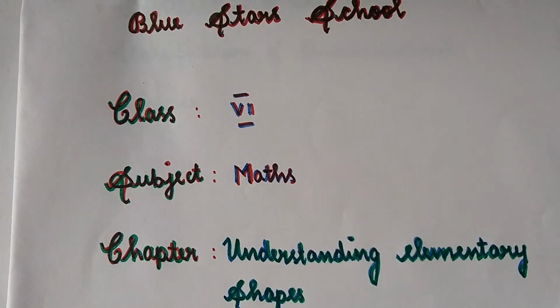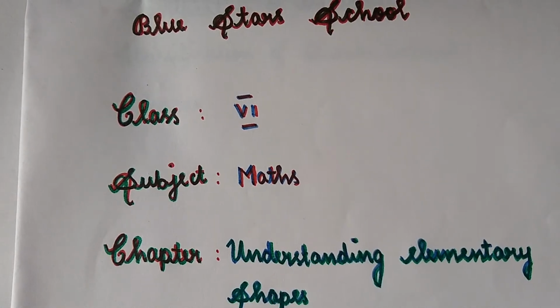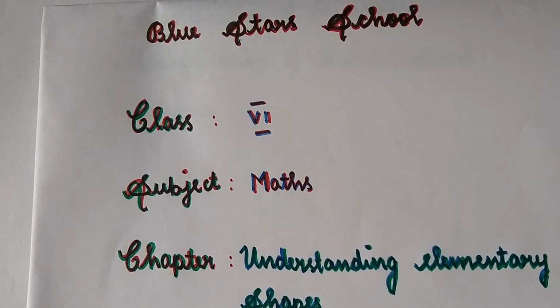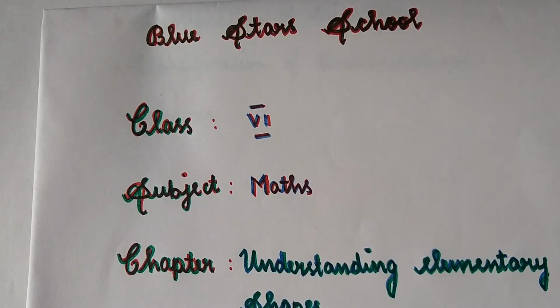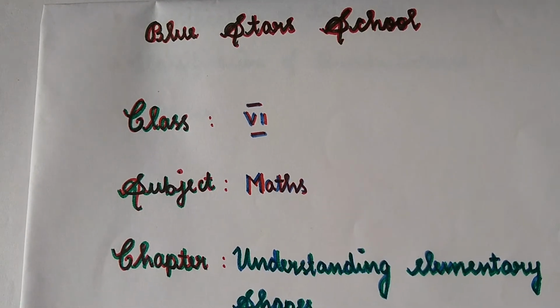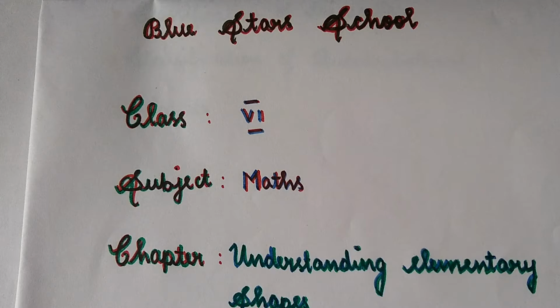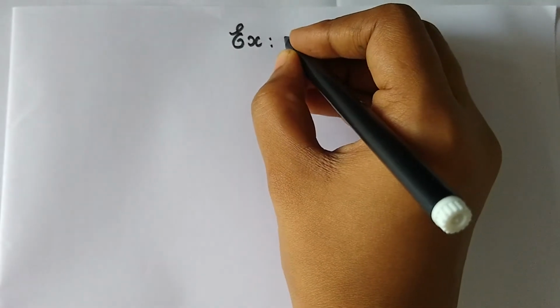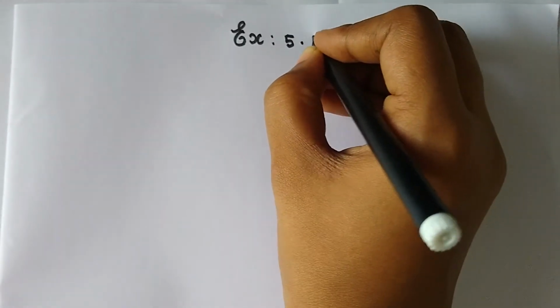Star School students, yesterday we saw exercise number 5.1, which was related to line segments. Today we are going to see exercise number 5.2, which is based on angles. Let me start exercise number 5.2.